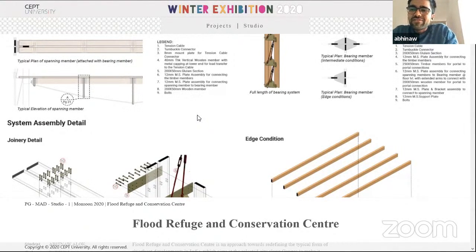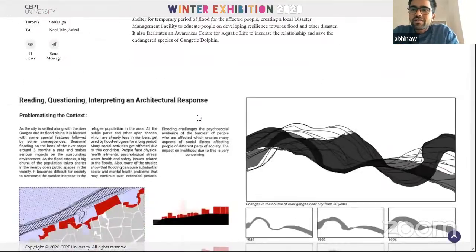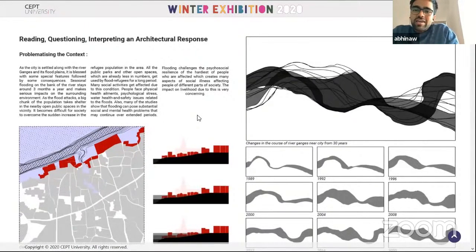It was a flood refuge and conservation center, as my city faces floods every year. So going through so many studies of the local area, I came up with the major problem which has been happening almost every year for the last 30 years. So I started problematizing the river. The river was the main cause of the flood. It is the Ganges; my city is around the Ganges. There was a river course change happening over the last 30 years.